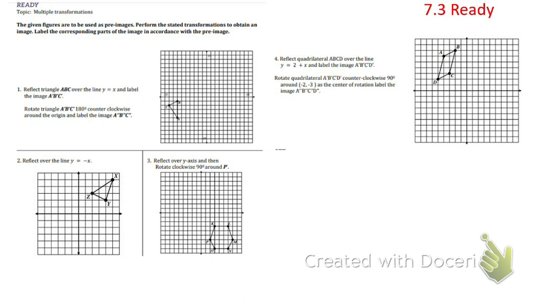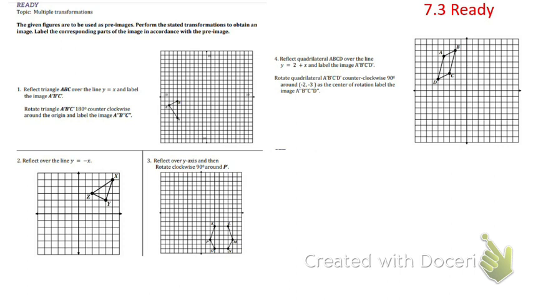So for number 1, they're asking us to do two things. They first want us to reflect triangle ABC over the line y equals x, and we're going to label it triangle A prime, B prime, C prime. Then, this part's a little bit unusual, we're going to take that triangle A prime, B prime, C prime, and rotate it 180 degrees counterclockwise around the origin.